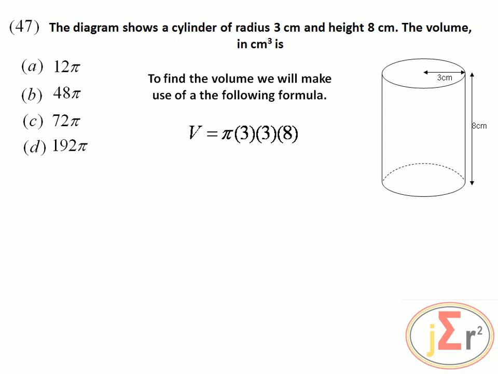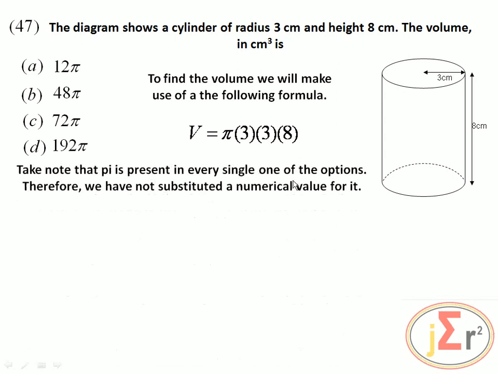So we have made our substitution. R is 3 centimeters, so we square 3 by multiplying it by itself, and we have 9 right here. Take note that pi is present in every single one of the options. Therefore, we do not substitute a numerical value for pi. We may proceed to find the volume.